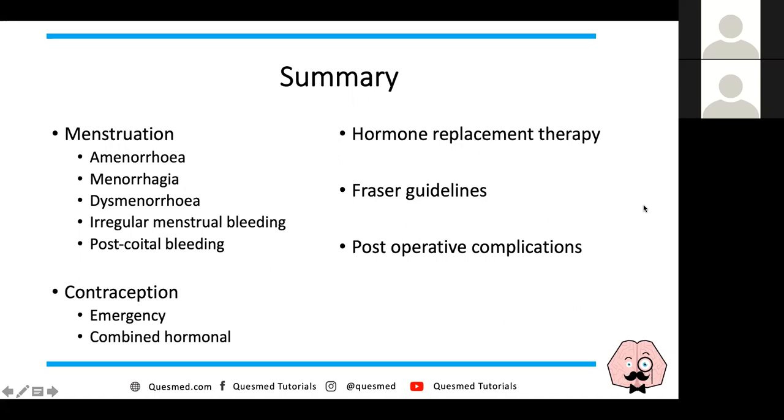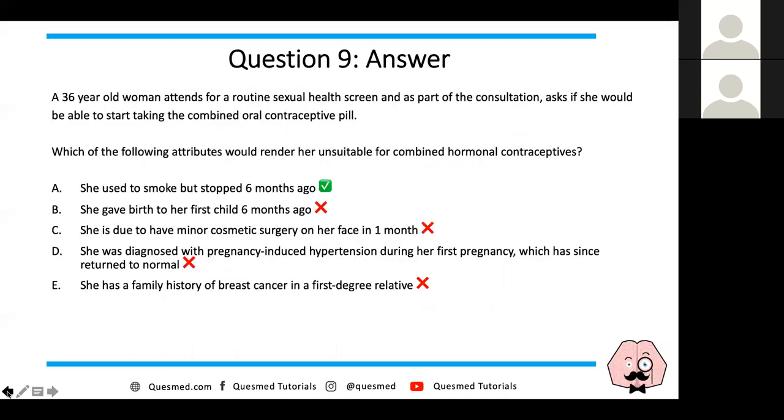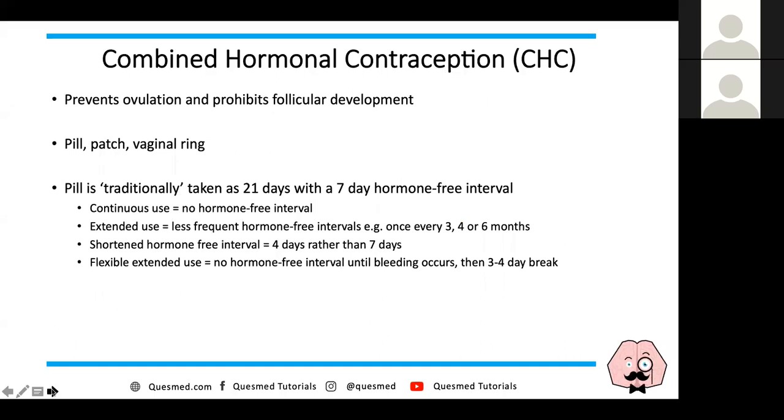I've got someone asking to explain flexible extended use of the COCP. Let me just bounce back to that page. So flexible extended use, that is essentially where the person would take the pill every single day. And if she had bleeding on a day, she would then take a 4-day break, and that allows the bleeding to happen and she can get straight back on the pill.